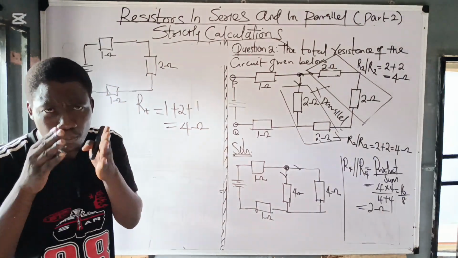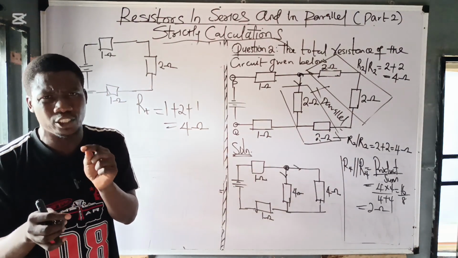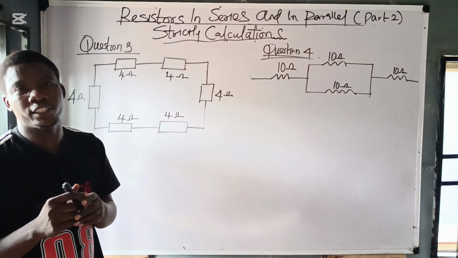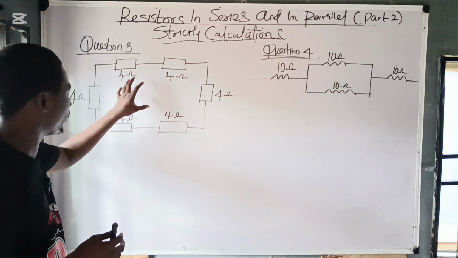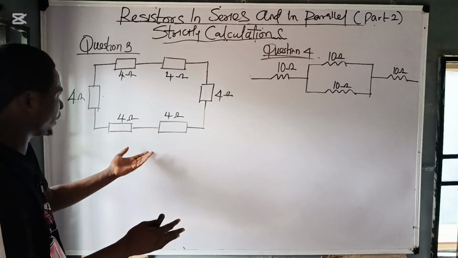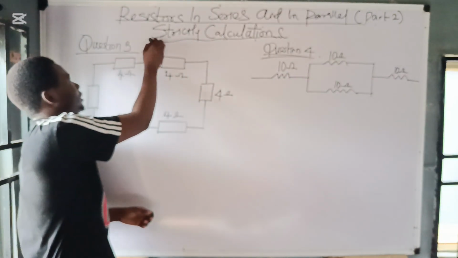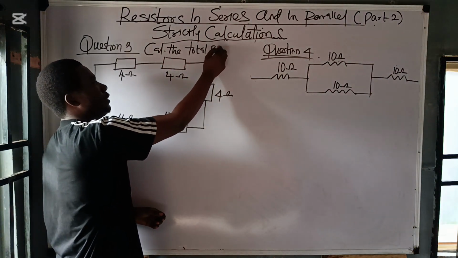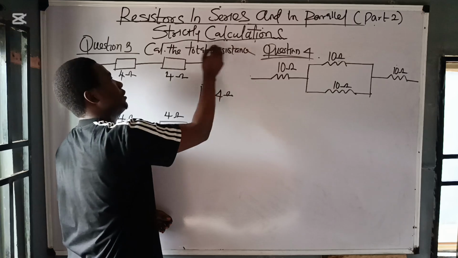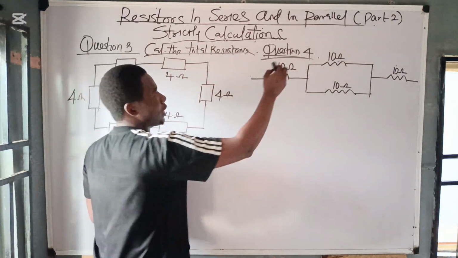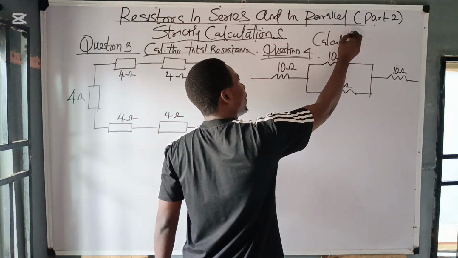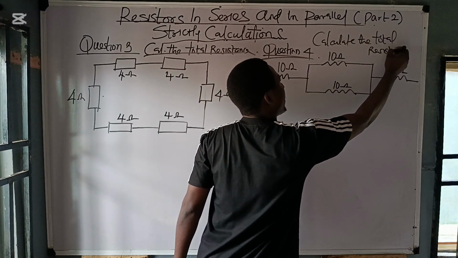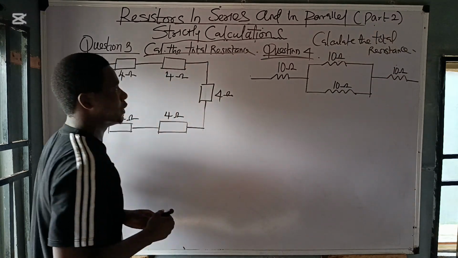Now, let's take more questions so that you understand it better. Let's take some difficult questions. Now, let's take question number 3. According to this question, you have resistors connected together like this. Calculate the total resistance in both cases. How will you solve this?